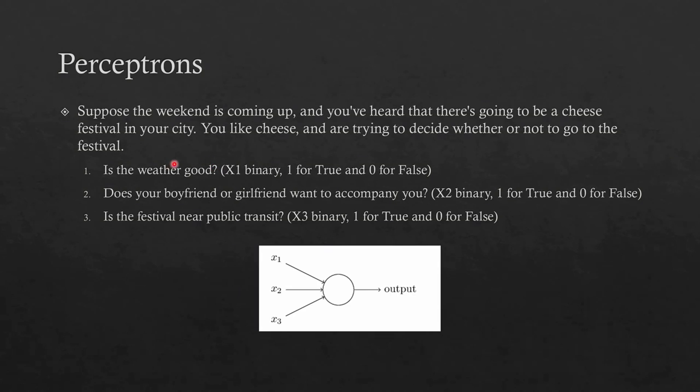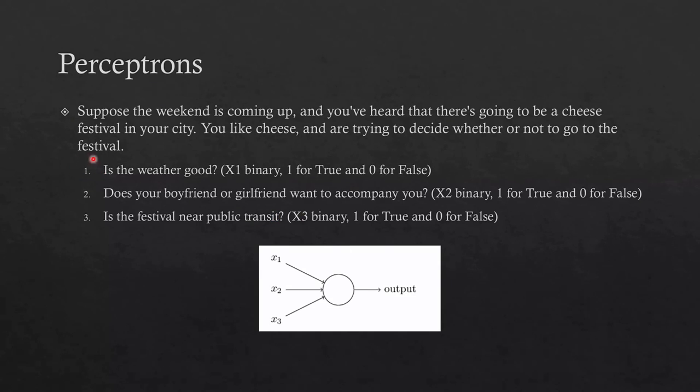So let's have a small example. Let's say we are trying to make a decision to go to a festival. We heard that there was a festival, and we want to know if we want to go there or not. So you have three questions you want to ask yourself. Is the weather good? Does your boyfriend or girlfriend want to accompany you? Is the festival near public transit? So these are three questions.